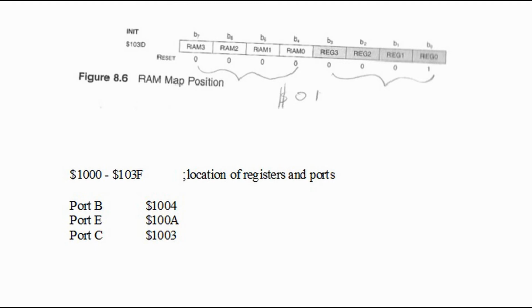In this case, the registers are the ports, port B, port E, port C. And you can see that the numbers of each port are located on 4K page 1 because the fourth digit is a number 1.